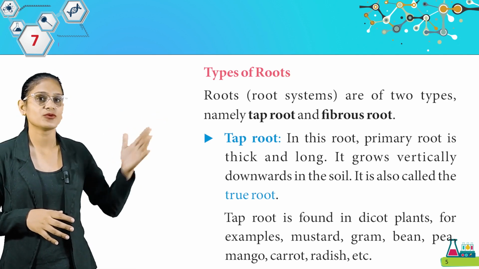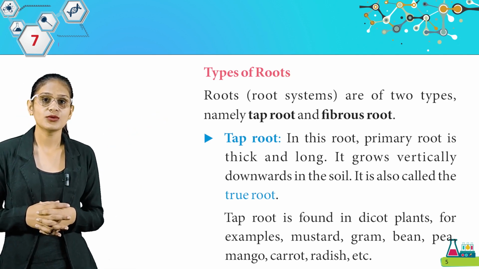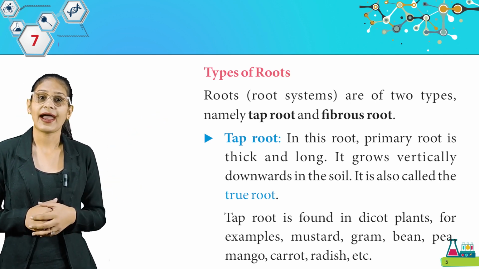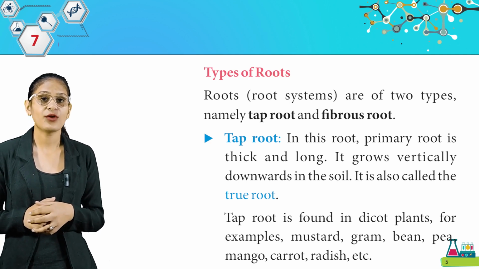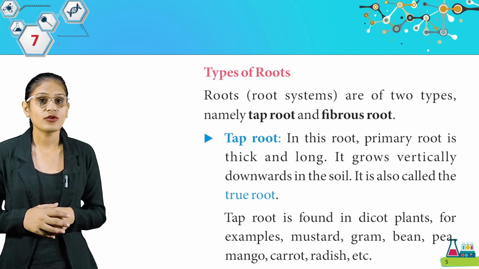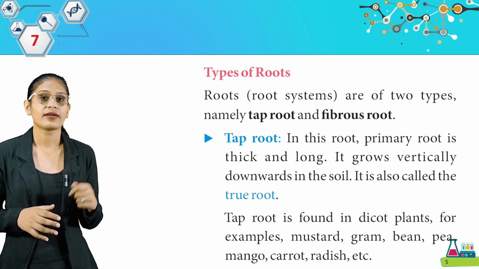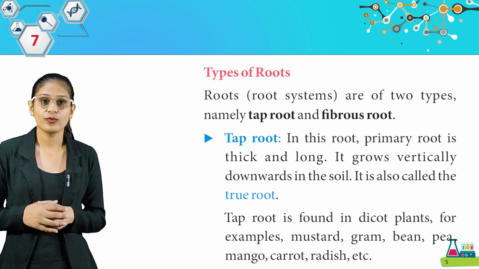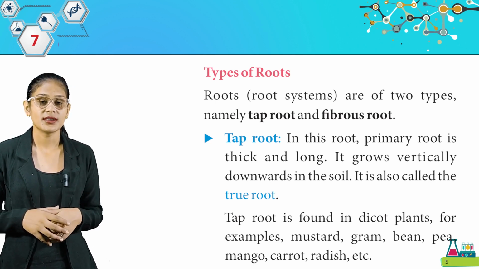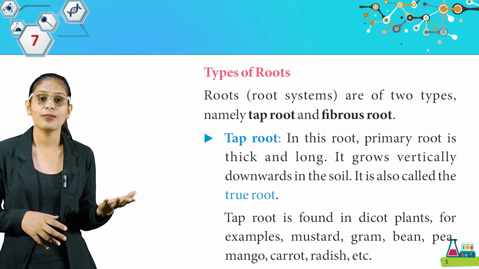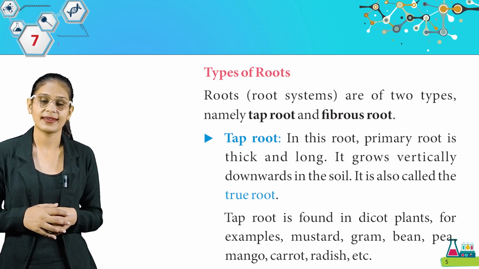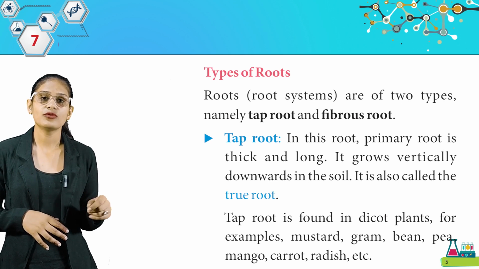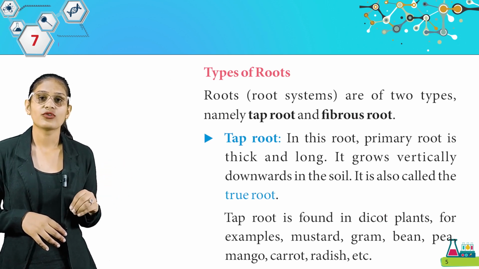Here is taproot. Taproot, in this root, primary root is thick and long. It grows vertically downwards in the soil. It is also called the true root. Taproot is found in dicot plants, for examples mustard, gram, bean, pea, mango, carrot, radish, etc. So students, जो tap root होती है वो vertically downward जो है वो grow करती है.